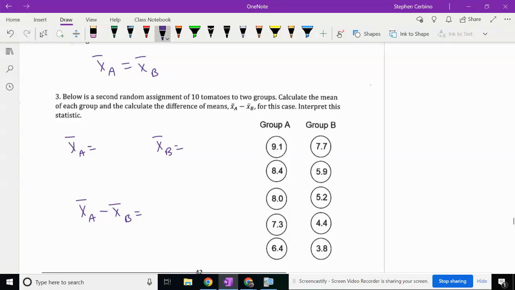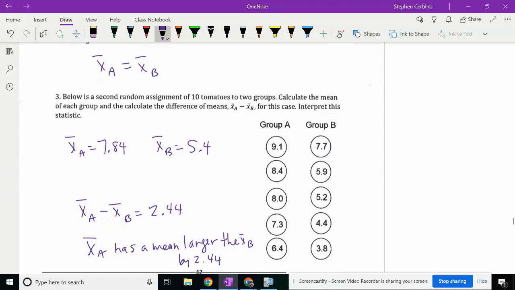All right, so if you did this correctly, you should get that sample A has a mean of 7.84, sample B has 5.4, and the difference of sample means is 2.44, meaning sample A has a mean larger than sample B by 2.44. I hope you're with me so far because we're just finding averages. We're not doing anything crazy.